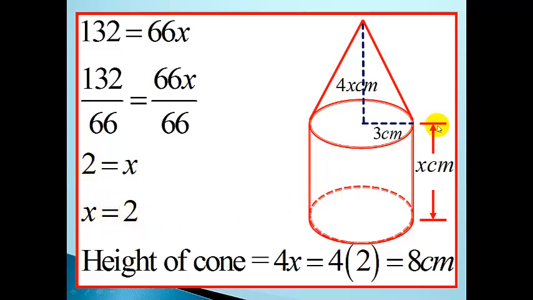Take note that the height of the cylinder was x. So if you want to find the height of the cone, which is 4x, we have to multiply 4 by the value we had for x, that is 2. And so 4 times 2 is equal to 8 centimeters. So the height of the cone is equal to 8 centimeters.